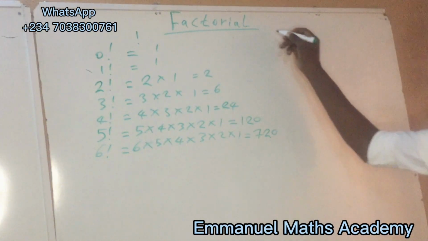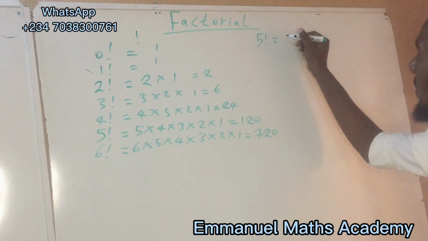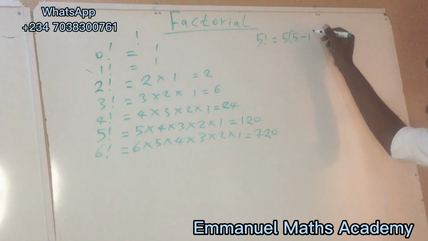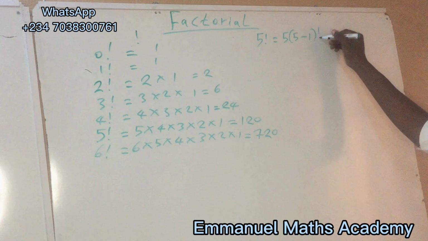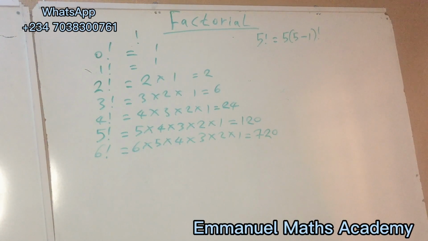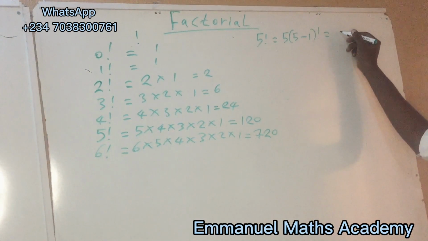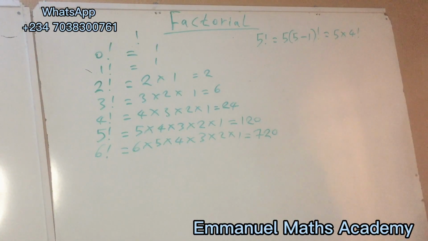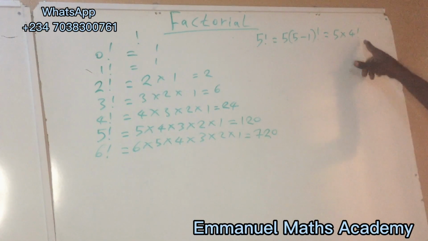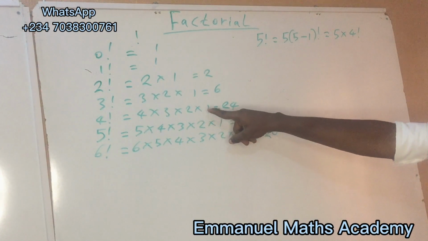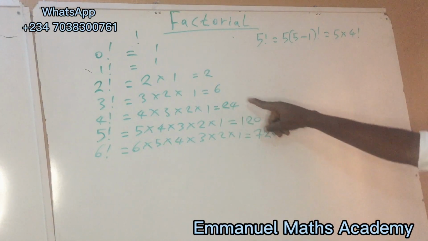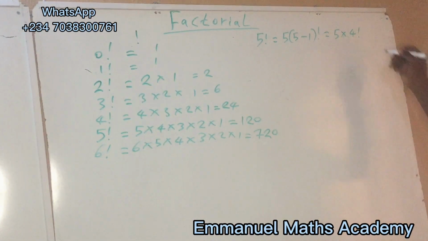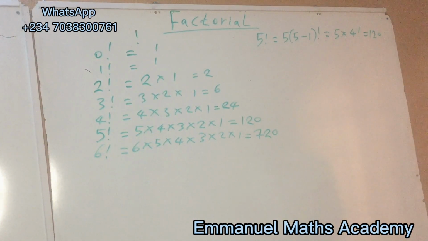In the sense that if you have 5 factorial, it is equal to 5 times (5 minus 1) factorial, which is equal to 5 times 4 factorial, right? Because 4 factorial is 4 times 3 times 2 times 1, which will give you 24. That means 5 times 4 factorial will give you what? Same 120. Is that clear?